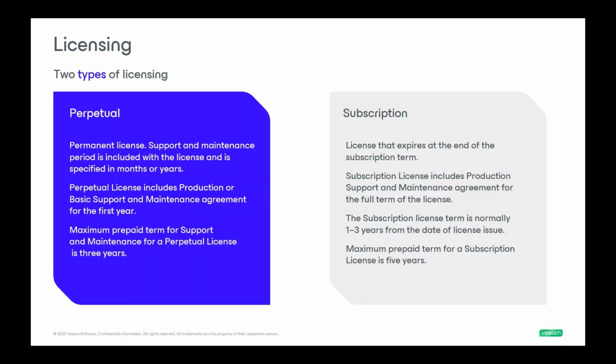More about the licensing is the two types of licensing. So you have perpetual license as well as subscription. Perpetual is a permanent license, and you would continue to pay for support and maintenance on those. The subscription-based type is going to be expiring at the end of your subscription term, so you would have to pay year over year on that particular subscription-based type of licensing.